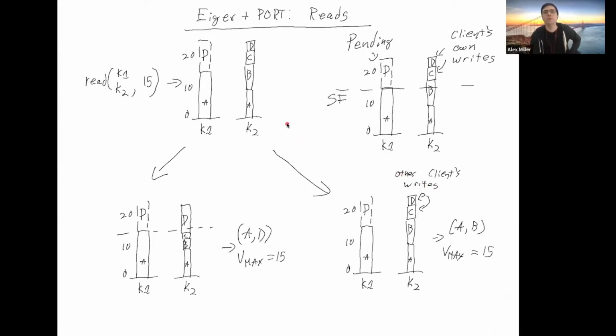For reads, we get into this interesting process ordered serializability case. So if we have some keys and we want to read key 1 and key 2 at version 15, up here-ish. All right, let me explain this diagram a bit better. Key 1 has some pending write that starts at, we're going to say, version 16. We've already accepted on server 2, key 2, two writes that are this particular client's writes.